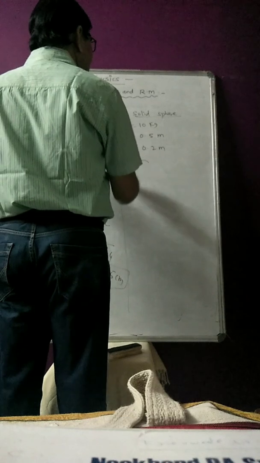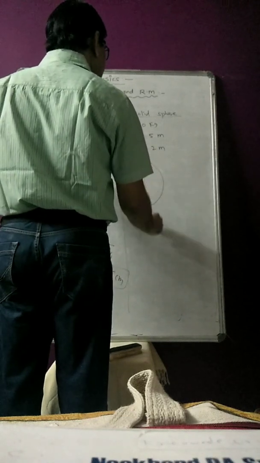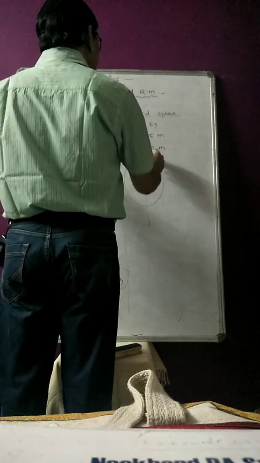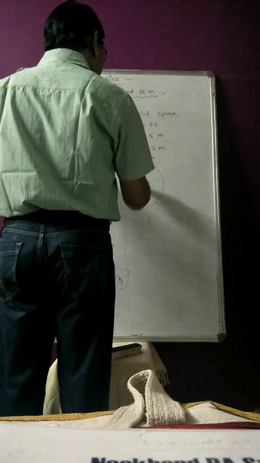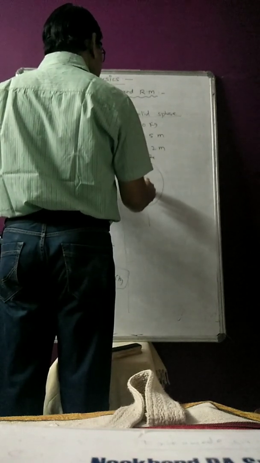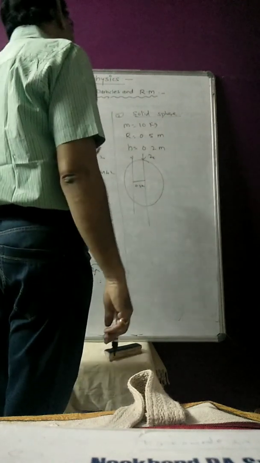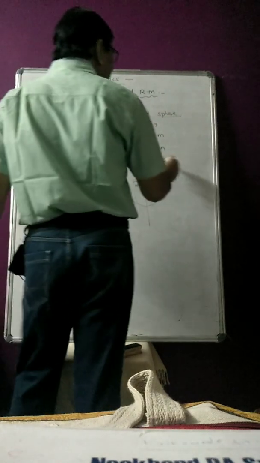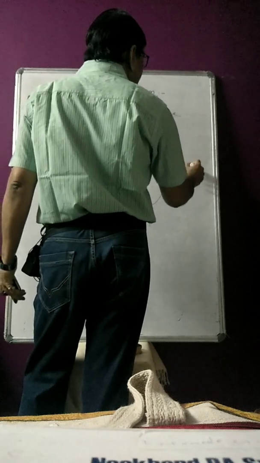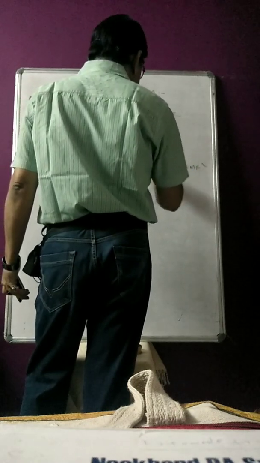Now you see here, this is the condition. This is the sphere, and this is about its diameter. He has given the H. H is here 0.2 meter. So in that case, you have the formula for IC. IC is equal to 2 by 5 mr square about its diameter.